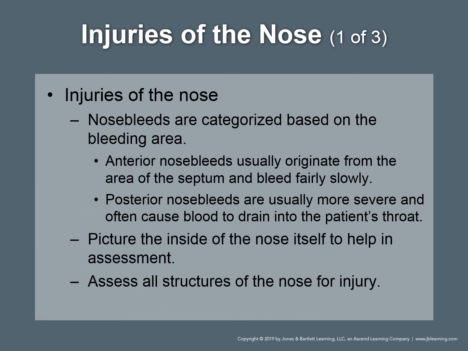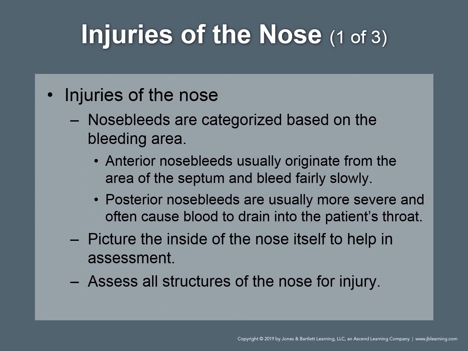So injuries to the nose are characterized based on the bleeding area. Anterior nosebleeds come from the septum, and they bleed fairly slow. Posterior nosebleeds are severe, and that's what will get blood into your throat. Posterior nosebleeds we see a lot of times with people with really high blood pressures. Anterior nosebleeds is typically caused from digital trauma or picking your nose or jabbing a pencil up there. We see the anterior a lot of times with kids, posterior a lot of times with elderly people.